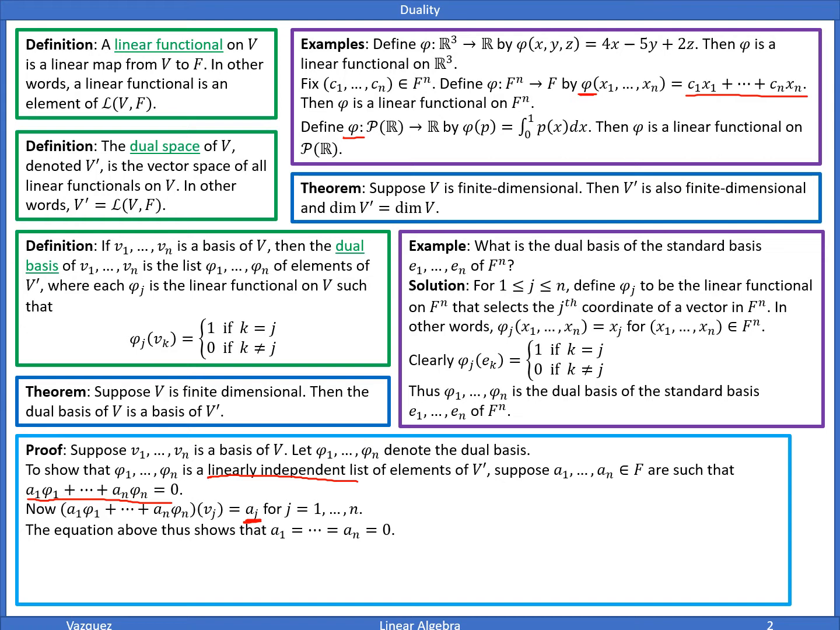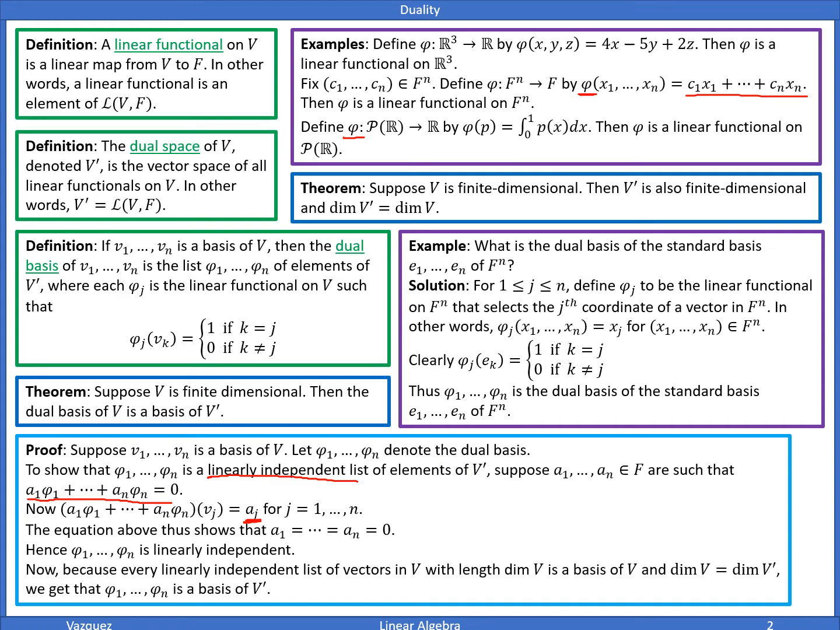So when is that 0? Well, when a_j is 0. And what is a_j? It could be a_1, a_2, a_3, a_n. So they all have to be 0 for the linear combination to equal 0, therefore showing that phi_1 to phi_n is linearly independent. Now, because every linearly independent list of vectors in V with length dimension of V is a basis of V, and the dimensions of the vector space and the dual space are equal, we get that this is a basis of the dual space of V, or V prime.